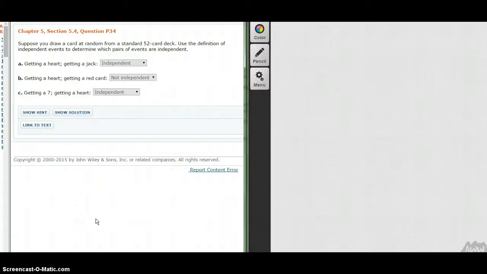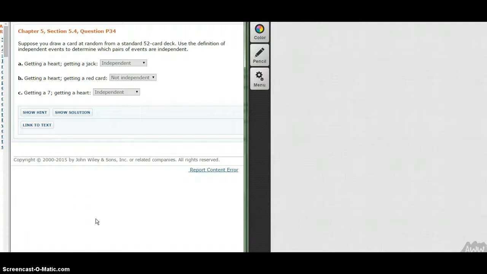Section 5.4, question P34. So we have a card drawn at random from a 52 card deck. And you don't need to know much about cards other than there's 13 denominations, ace, 2, 3, 4, all the way to 10, jack, queen, king. And there's 4 suits, hearts, spades, clubs, diamonds. So using the definition of independent events, let's determine which pairs of events are independent.